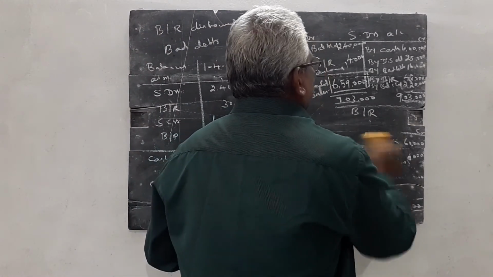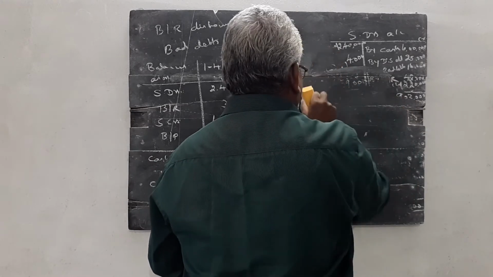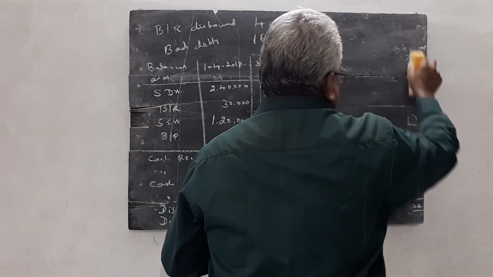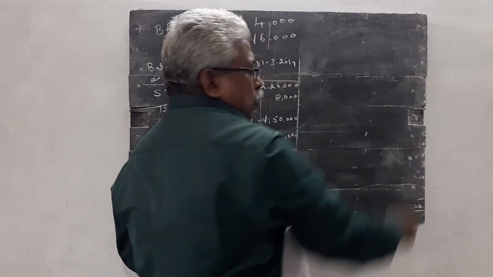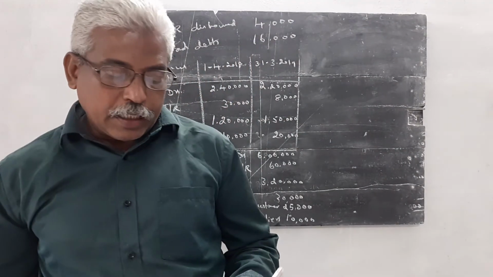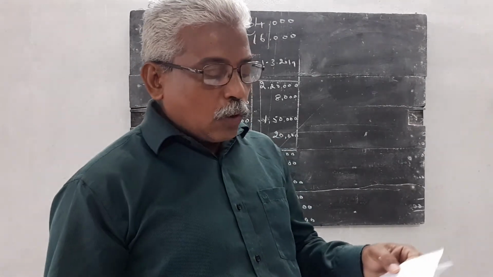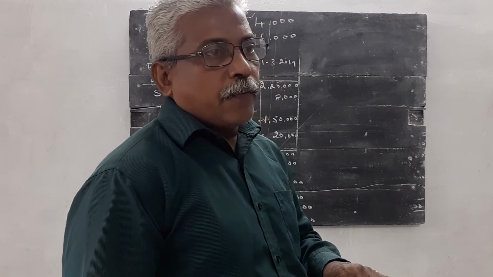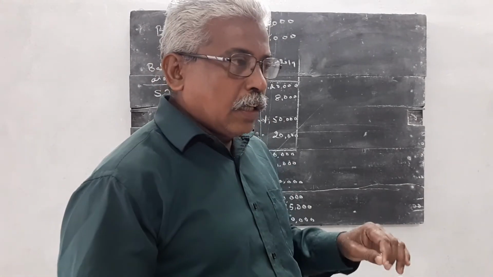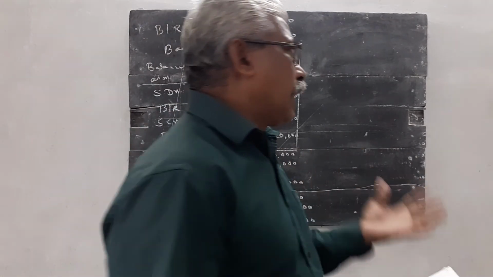Then we prepare sundry creditors account. We solved many problems. So you try to solve this question in a notebook. Then only you are thorough. If you do again and again, then only you are thorough about this portion. So it is an easy question. You are able to understand easily. So anyway, you have to solve again and again.